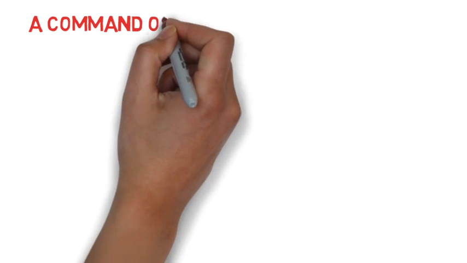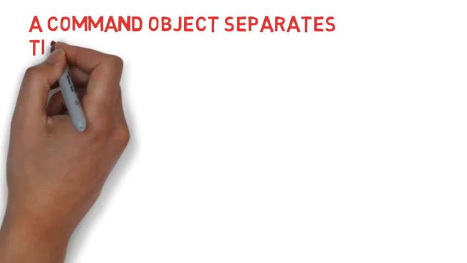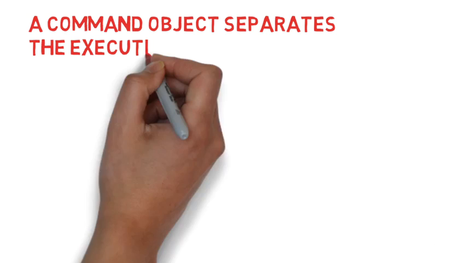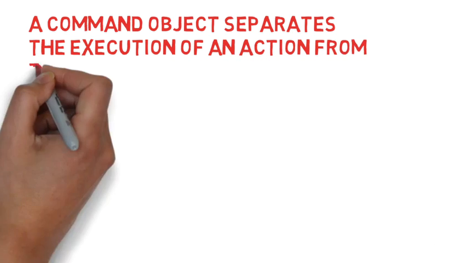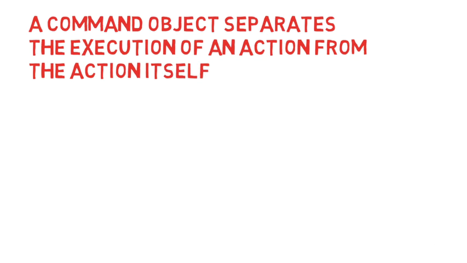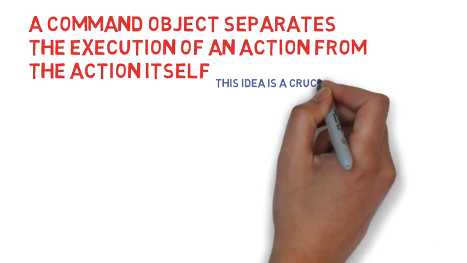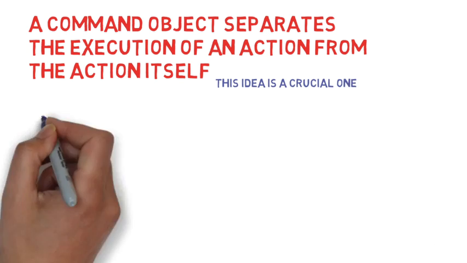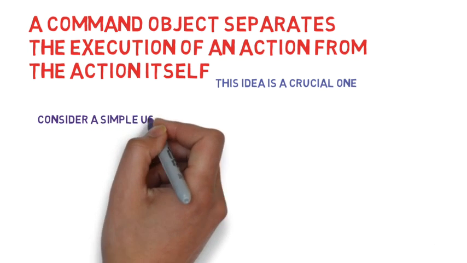Let's take an example to understand how a command object would work in the real world. Now the core of this is a command object separates the execution of an action from the action itself. This idea is the most important thing that you need to remember. What the action is is specified in the command object. When the action is called is decoupled from it.